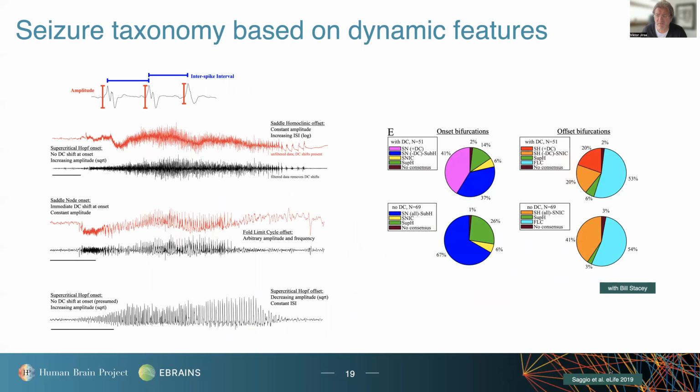And this paper here in eLife by Saggio et al. is a beautiful statistical analysis of hundreds, actually thousands of different seizures from hundreds of different patients collected in more than 10, 11 laboratories worldwide in Australia, Japan, Europe, the US, characterizing this and validating the existence of this type of taxonomy and identifying two leading classes that are characterized by two very specific sets of onset and offset bifurcations. And here you see two examples of them, the two leading classes.